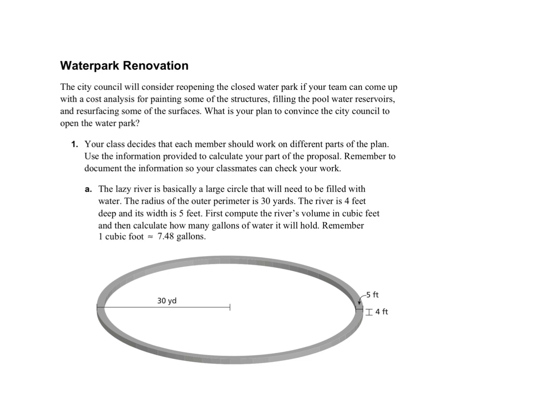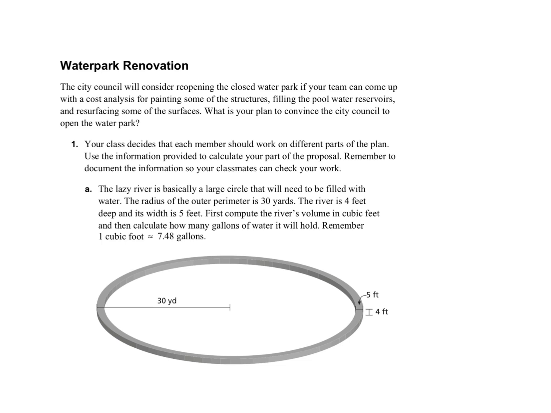So first part, the lazy river is basically a large circle that will need to be filled with water. So you're given the radius in yards. You're going to give the depth in feet and the width of the pool outside in feet. So first you need to compute the river's volume in cubic feet and then calculate how many gallons of water it will take to hold. Remember, 1 cubic feet is equal to 7.48 gallons.